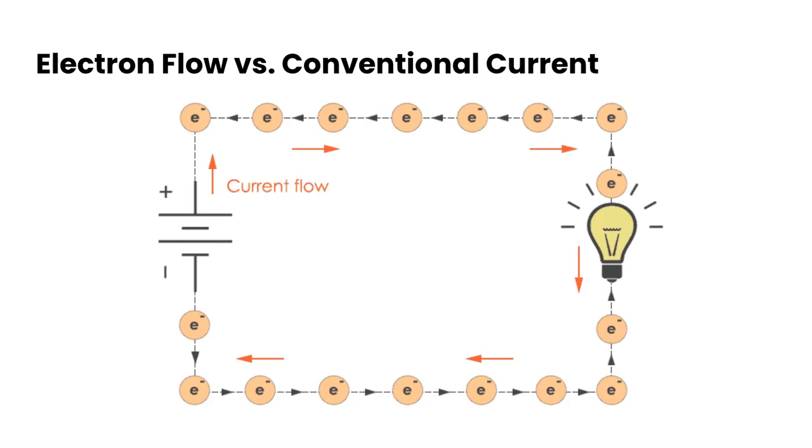So just be aware, electron flow goes in one direction, and current, or conventional current, is always in the opposite direction. That's it then for this video. Let's move on to our next task.